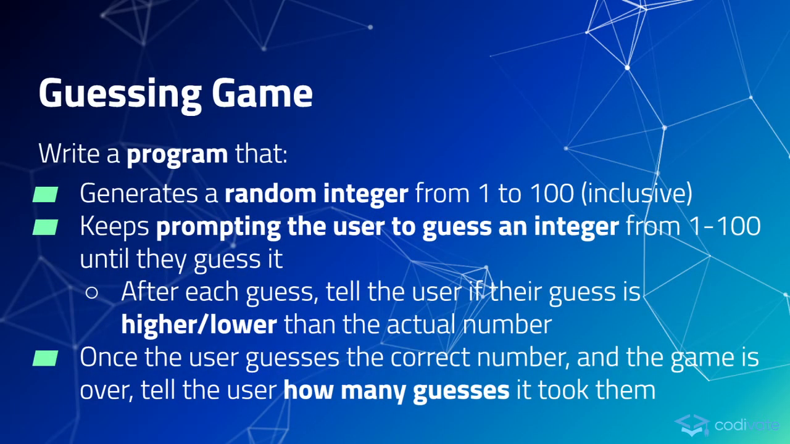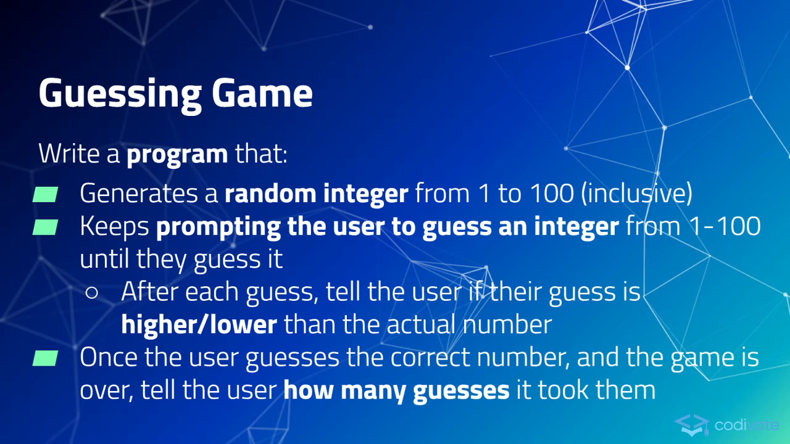Our last problem for the day is to write a guessing game. We're taking a break from functions, so we're just going to write a program directly now. We have to generate a random integer from 1 to 100. So this is a big hint to import the random module. Then we have to keep prompting the user to guess an integer from 1 to 100 until they guess it.